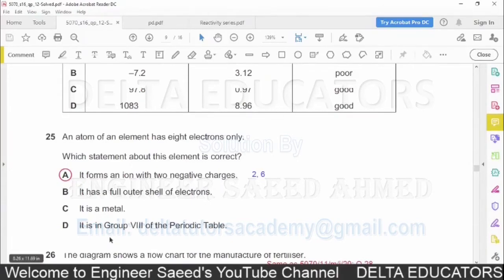Option D, it is in group 8 of the periodic table. It is also incorrect. For the members of group 8, in the last orbital, there should be 2 or 8 electrons. In helium, there are 2 electrons. Other than helium, all the members of 8A group have 8 electrons. Here, electrons are 6, so this option is also incorrect. Correct option, option A.